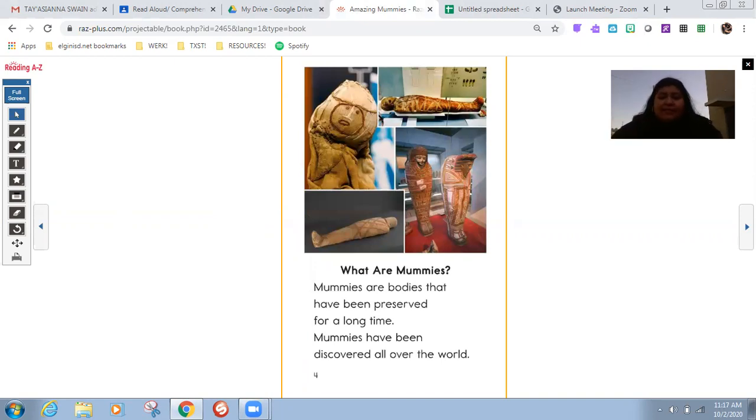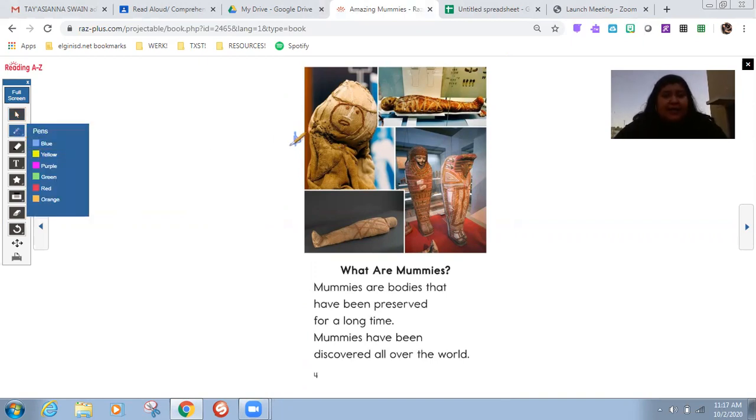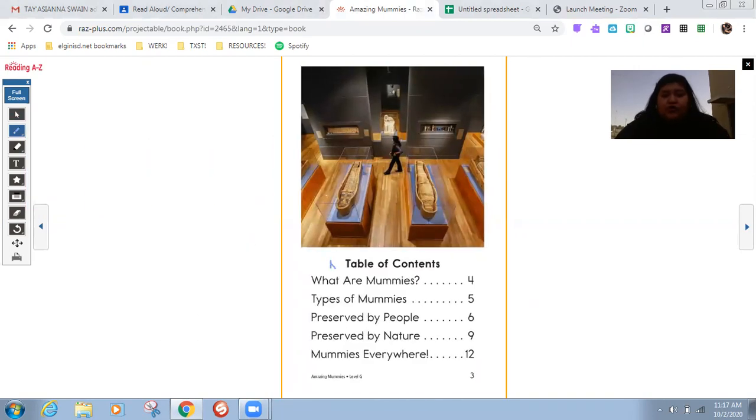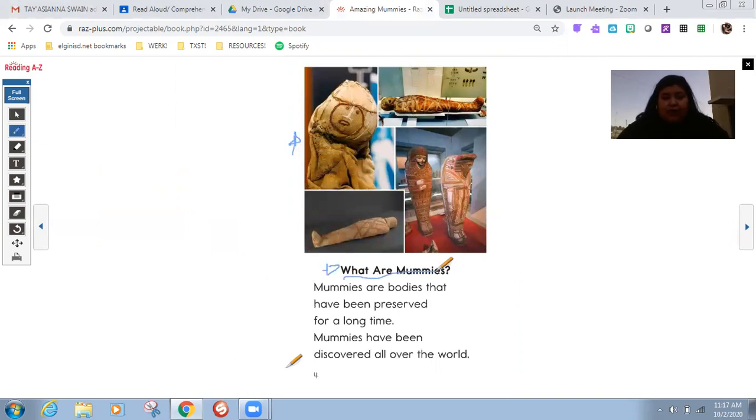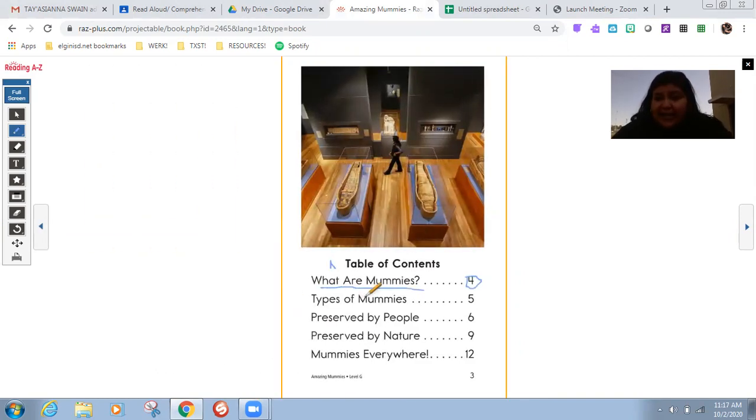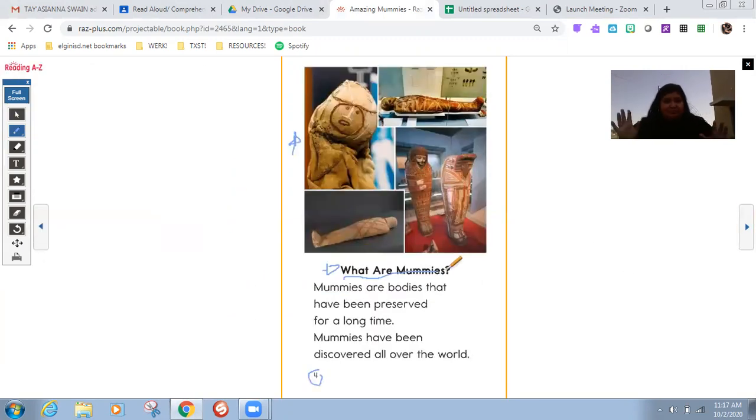All right, so here we go. What are mummies? Mummies are bodies. Wait. First, what text features do I see? I see photographs right here. I see headings, which is going to tell us what the passage is about. So look, this one says, "What are mummies?" right? And it says on page 4. Now, let's look here. This says, "What are mummies?" and this is page 4. So this is a heading. So let's think about it. Do you think those are going to be the headings? Yes, it's going to tell us what that passage is about. We just made a connection. Mummies are bodies that have been preserved for a long time. Mummies have been discovered all over the world.